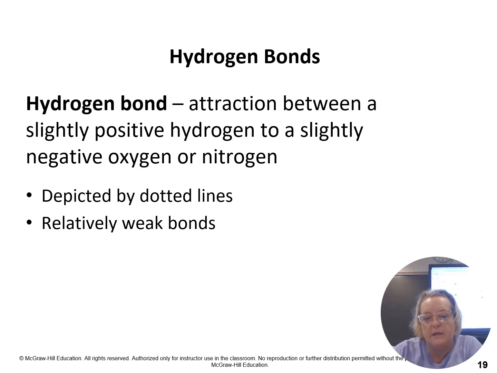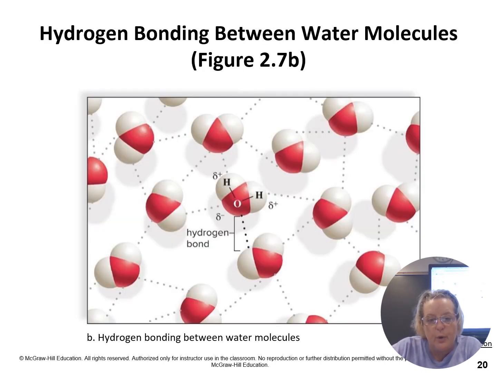A hydrogen bond is an attraction between a slightly positive hydrogen and a slightly negative oxygen or nitrogen on another molecule. I'll show you on the next slide: you have the partially positive end here being attracted to this partially negative end here. You have the partially positive end here being attracted to this partially negative end here. They're depicted by these dotted lines. They're not super strong, but they're strong enough. They're not as strong as an ionic bond or a covalent bond, but they are strong enough to produce things like surface tension, adhesion and cohesion. So they are strong enough that you have to break through the surface of water, okay?